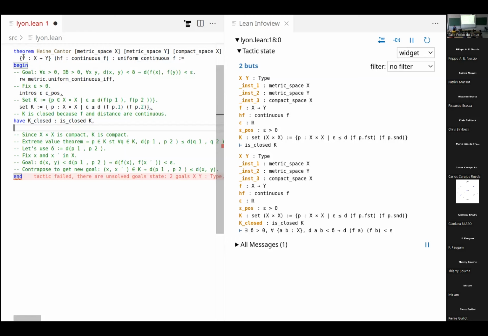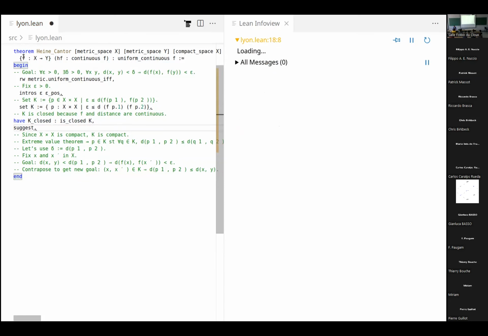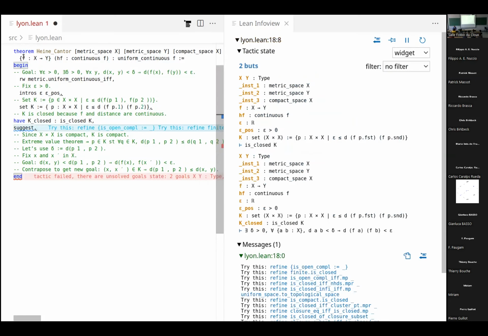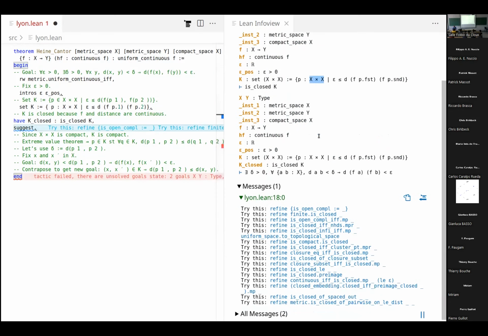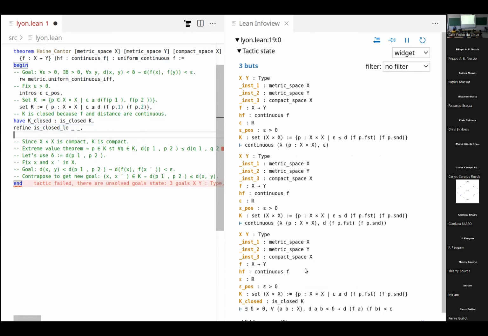Now, how could I prove that? Maybe I will ask for suggestions from the computer, because I don't know the proof. K is closed because f and distance are continuous. So let me see what the computer suggests to do. Okay, there are a bunch of suggestions, and that one looks promising: is closed le, less or equal. So let's refine this idea. And now I need to prove a lot of things. Now I've got three goals.